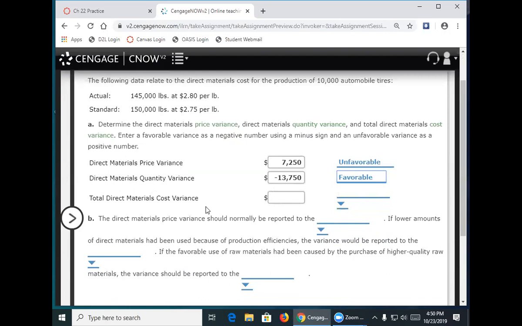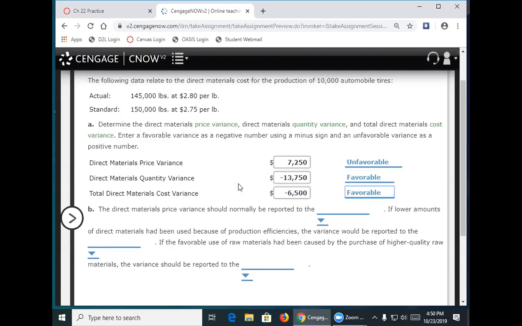To get our total direct materials cost variance, we can just add those two together. You could also calculate it by taking 145,000 times 2.80, minus the standard of 145,000 at 2.75. You can do it that way too, but it's quicker to just add those two together. So what is my total direct materials cost variance? Negative 6,500. Very good. And that makes it a favorable variance.